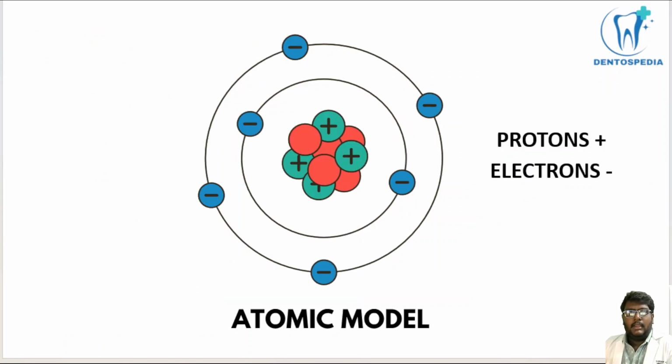Okay. And this is the planetary model of atomic structure. This is the atom, and we have the nucleus at the center. Inside the nucleus, we have protons and neutrons. Protons have the positive charge, whereas neutrons are electrically neutral. And we have electrons revolving around the nucleus in orbits. These electrons have negative charge. And this is all about the planetary model of atomic structure.